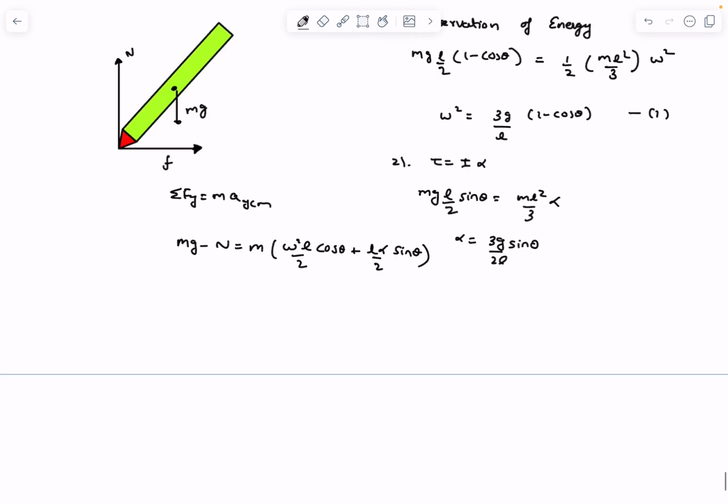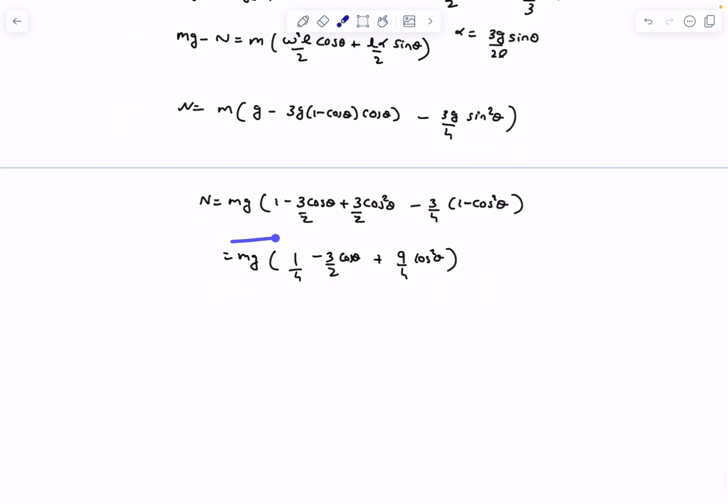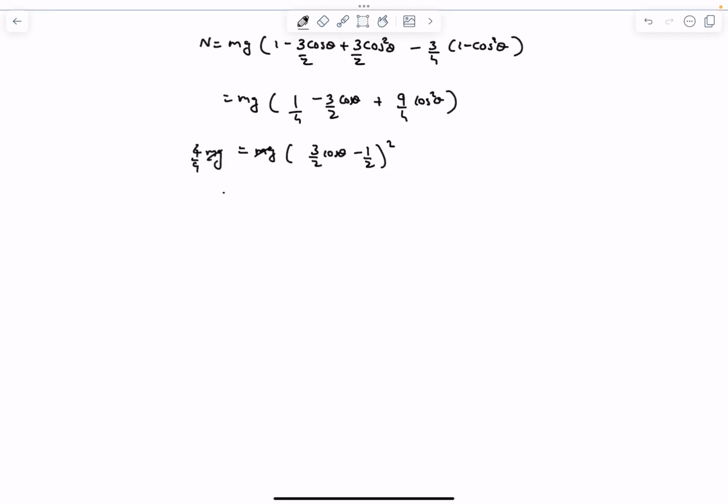Now what we are going to do is substitute omega and alpha into this equation, and let's see what we get. Once you substitute and solve, you get this expression for the normal reaction, and if you observe, this is a perfect square. This is (3/2 cos theta minus 1/2) the whole squared. Now we wanted the normal reaction to be 4/9 mg. So we can take the square root on both sides. This becomes 2/3, and the RHS becomes 3/2 cos theta minus 1/2.